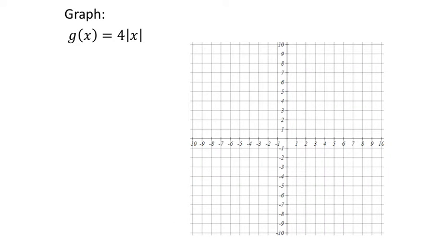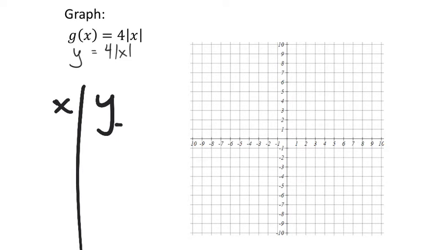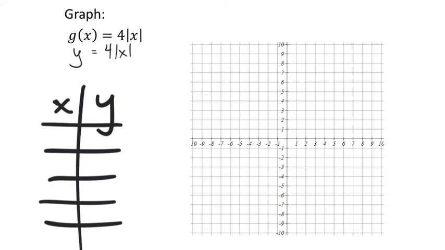So with this graph right here, we got 4 times the absolute value of x. And whatever you think about this type of equation, remember, it really is y equals 4 times the absolute value of x. So when you go to make your table of x's and y's, like this, and I'm going to give myself enough space for, what is that right there?